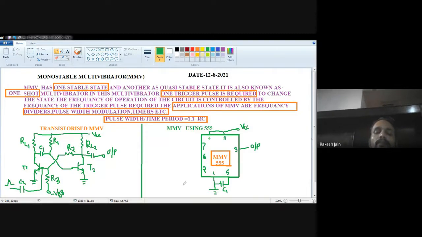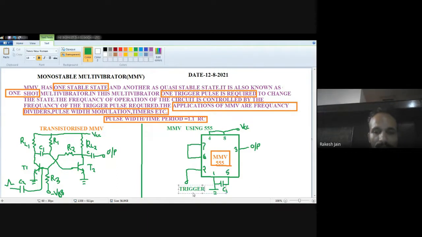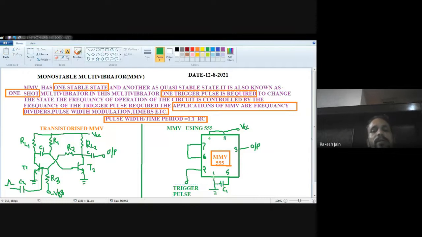In the case of astable multivibrator, we connected 2 number pin and 6 number pin shorted with each other. But here the 7th number pin and 6th number pin are shorted with each other, and because the second number pin is the trigger pin, a trigger pulse is applied over here. A short trigger pulse, because we require a trigger pulse. Trigger pulse is applied at the pin number 2.